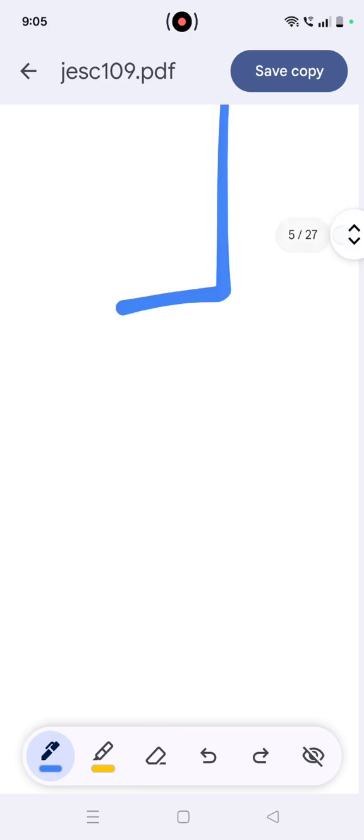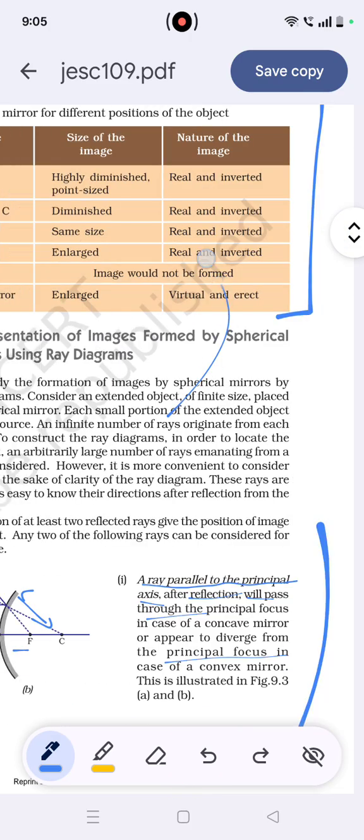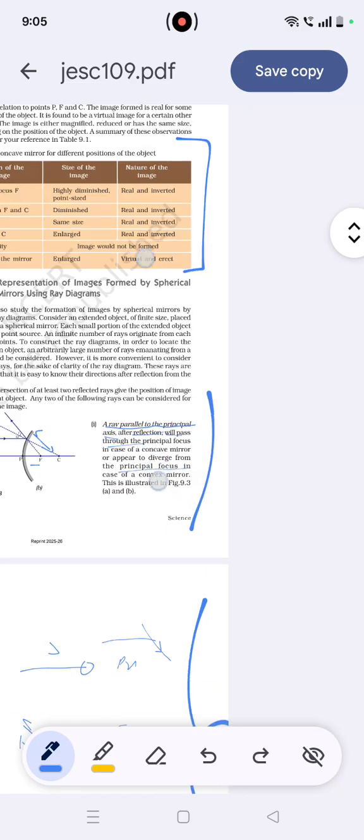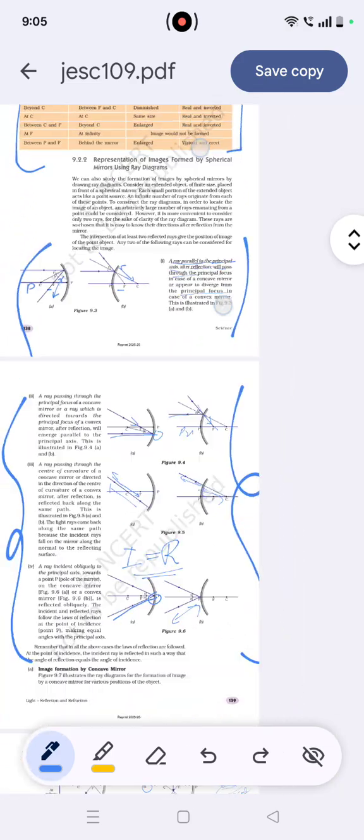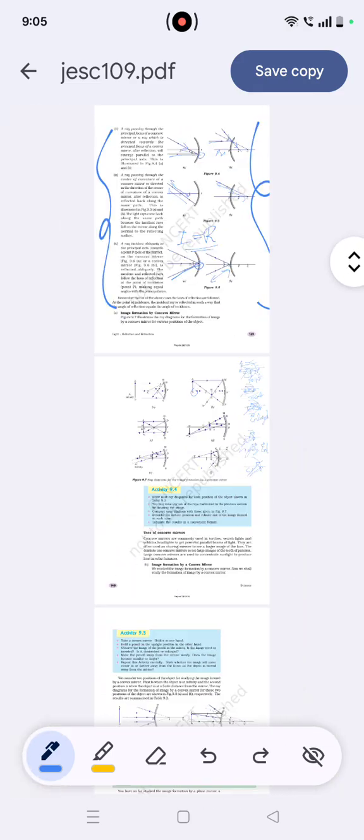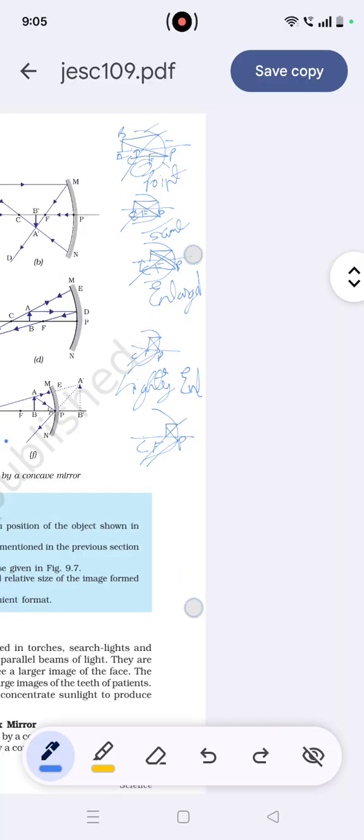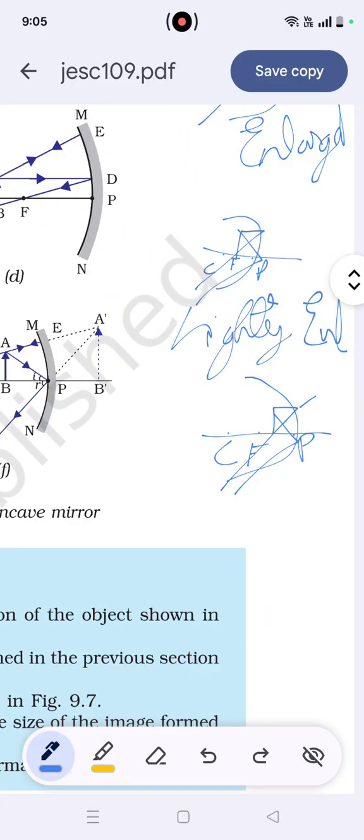This is how. Oh my god, what the hell happened now? I've completed this. How did it vanish suddenly? Now the image formation is real.